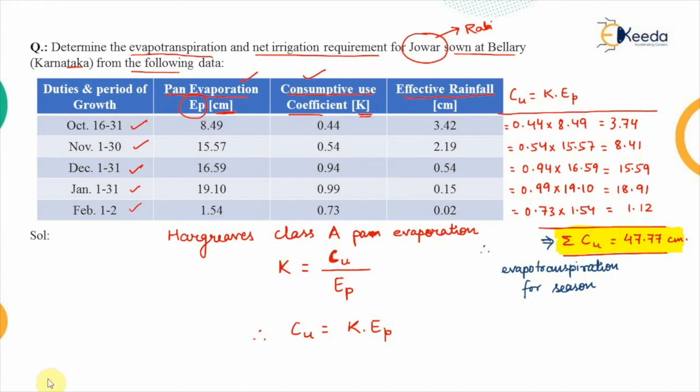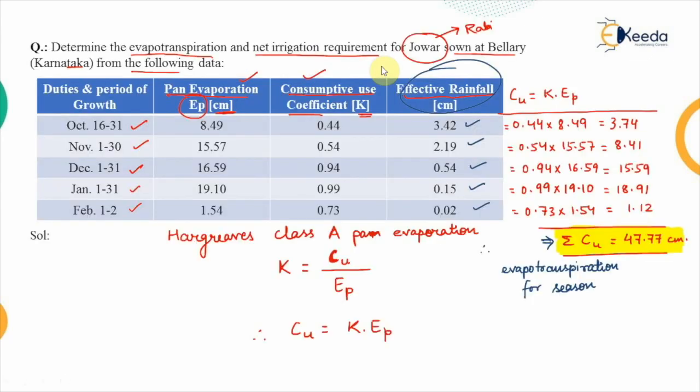But again, in this case, the effective rainfall has been given. That means in each of the months, there is a certain amount of rainfall falling onto the ground, because of which certain needs will be fulfilled. So if we sum up all the values, the total rainfall during the cropping season, that is the summation of effective rainfall, comes out to be equal to 6.32 centimeters. That is the sum of all of these values.